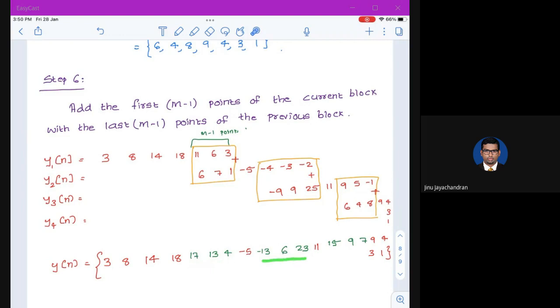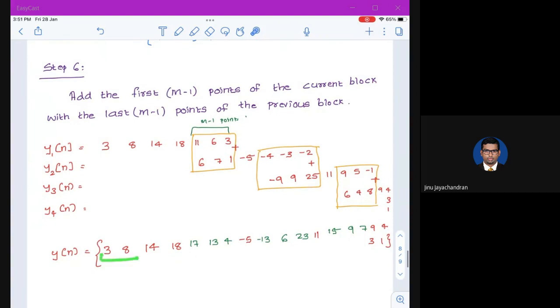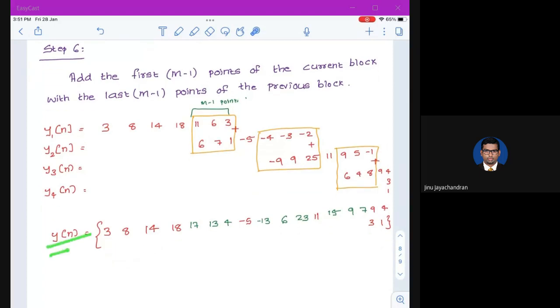The remaining elements are written after adding. The elements written in green are all added. The elements written in red are written as they are, because they are not getting added with anything else. So you see y1 of n is this. Now if you do an actual linear convolution of x of n and h of n without dividing into blocks, as we did like this, then you can see that x of n convolution h of n will give the result as y of n, which is this.